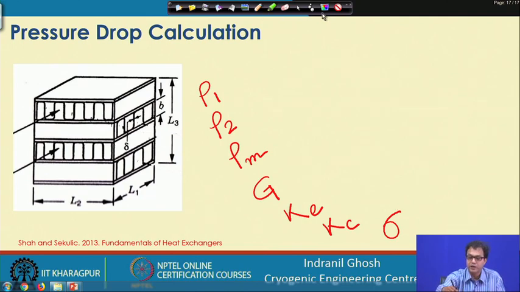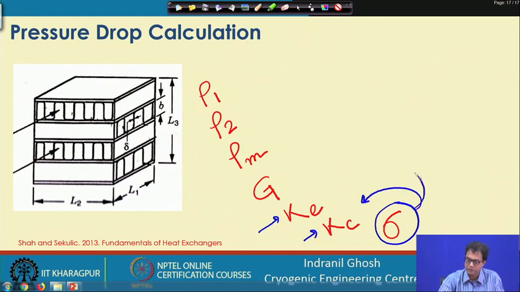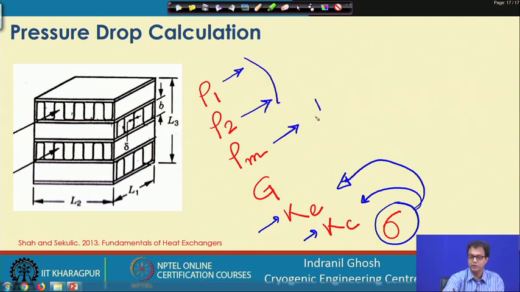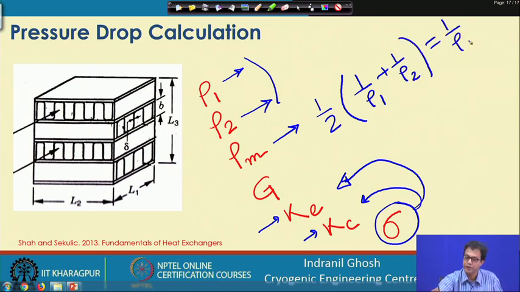So, now as you can understand, we have already been given this sigma. Kc and Ke we have to estimate based on the sigma values and the Re value. Then we have to estimate rho 1 and rho 2, and based on these we will estimate 1 by rho m as 1 by rho 1 plus 1 by rho 2 is equal to 1 by rho m. From there we will calculate the rho m, and then we have to estimate G.